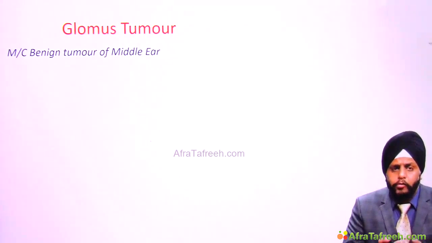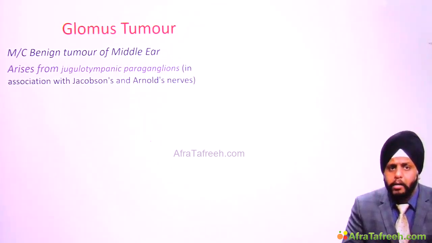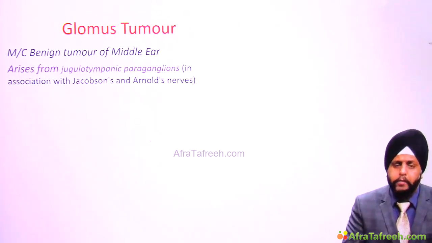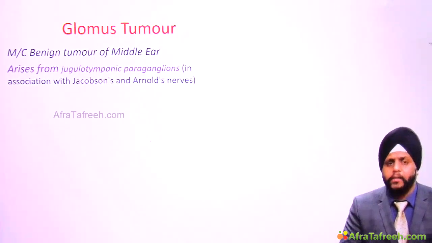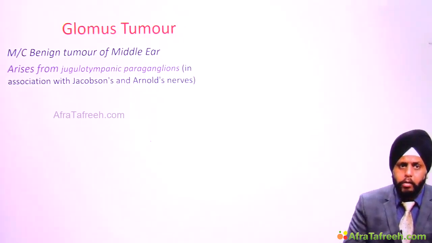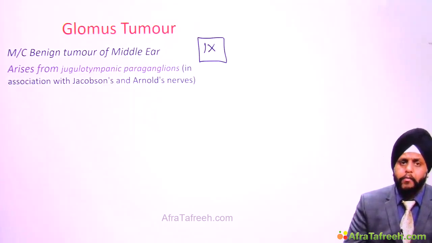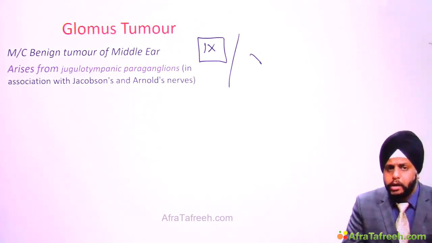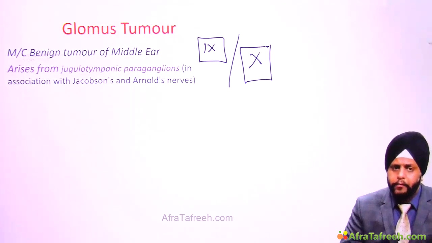Now this glomus tumor arises from paraganglionic cells, the jugulotympanic paraganglions. These cells are found in association with Jacobson's and Arnold's nerve. We know that Jacobson's nerve is a branch of the glossopharyngeal nerve, the 9th cranial nerve, found in the middle ear, and we also have Arnold's nerve, a branch of the 10th cranial nerve, the vagus nerve, again found in the ear.